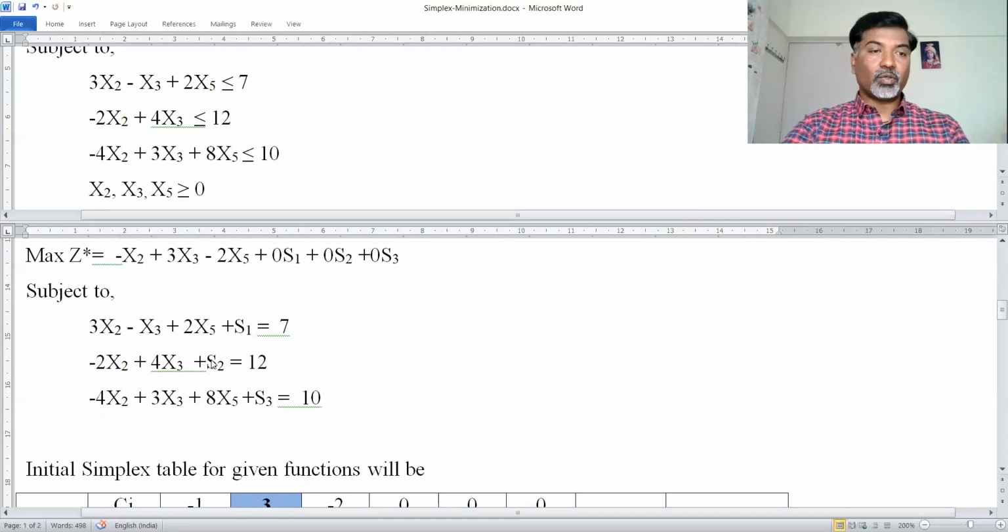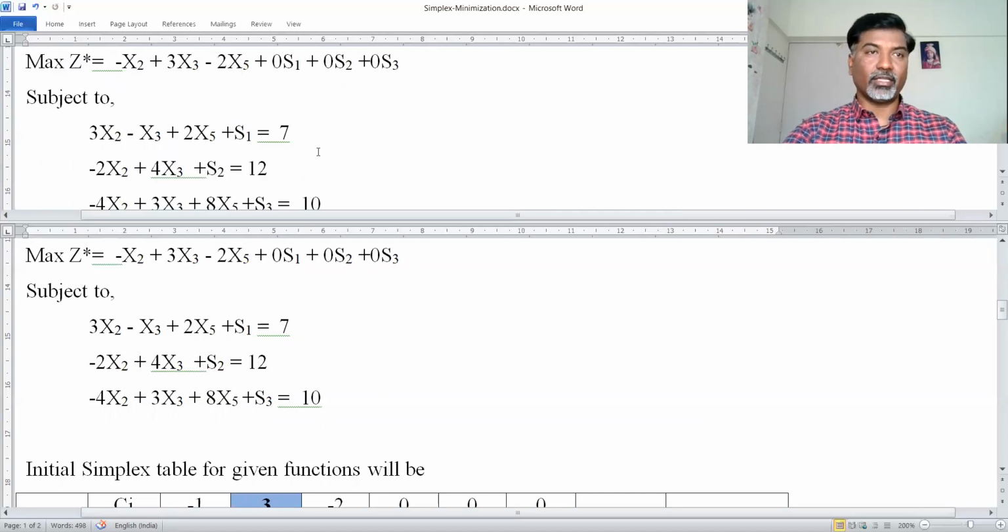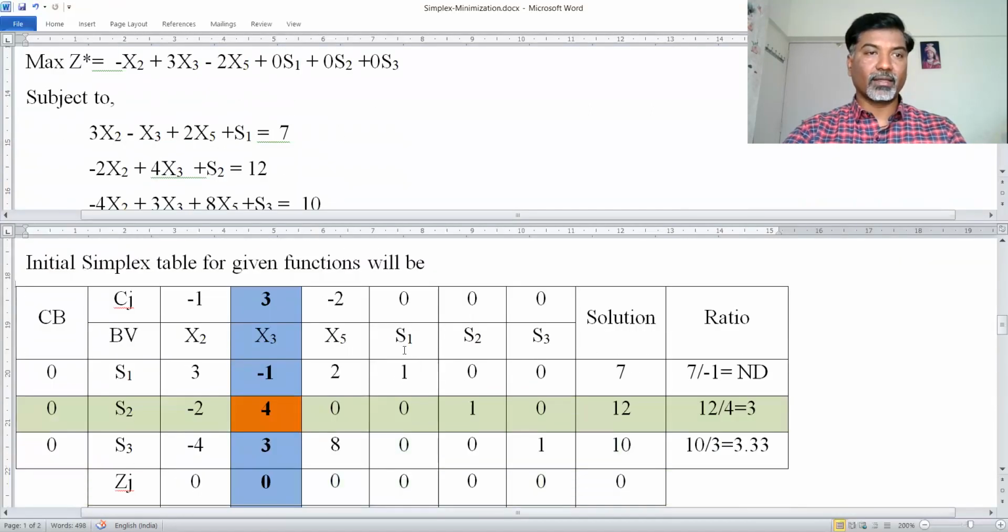Now, how to calculate the initial basic feasible solution? You have to prepare one initial simplex table for the given function. So what you have to consider first? You have to draw simply one blank table. Then second, you have to start from this column. This is called the basic variable. Basic variables come from the objective function.